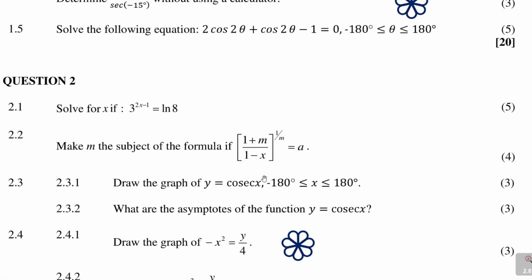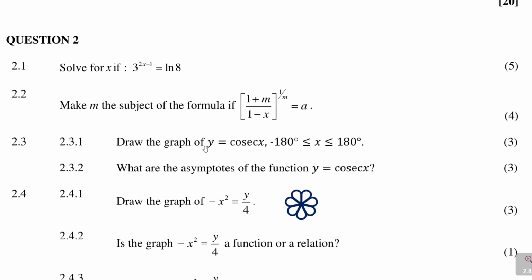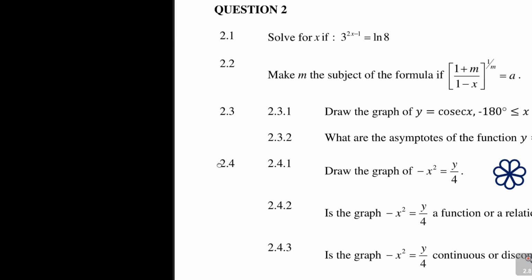Without wasting time: draw the graph of y equals cosec x between these values: minus 180 is less than or equal to x is less than or equal to 180. This is 3 marks. Okay, cosec. Alright, let me see this. y is equal to cosec x.